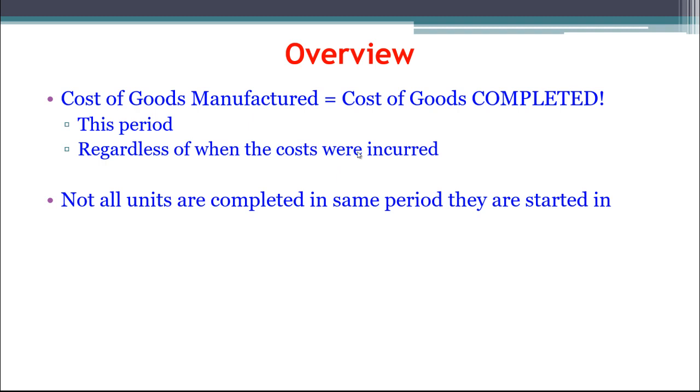costs were incurred. Now, the reason I say that is that not all units are completed in the same period they are started in. Some of them either take more than one period, or they were started toward the end of last period and then just happen to be completed in this period. It's all about timing. We are concerned about when the goods are completed, and then we roll up all the costs related to those goods and count them in that period.